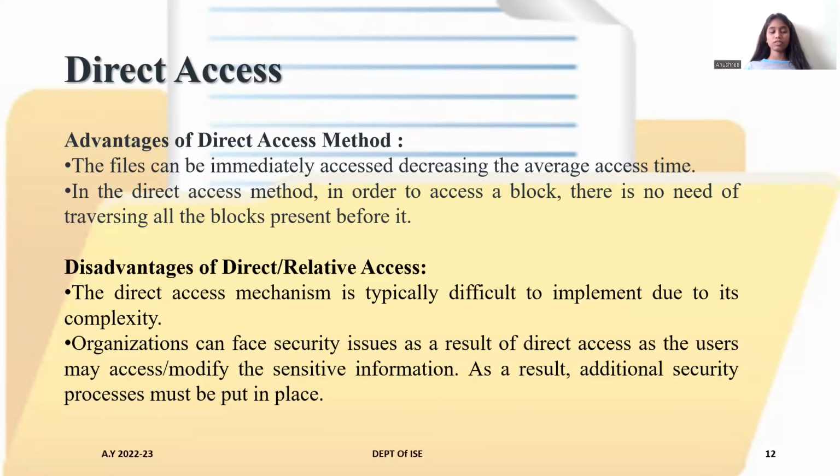Advantages of the direct access method. The file can be immediately accessed, decreasing the average access time. In the direct access method, in order to access a block, there is no need of traversing all the blocks present before it. Disadvantages of the direct access method: it is typically difficult to implement due to its complexity. Organizations can face security issues as a result of direct access, as users may access and modify sensitive information. As a result, additional security processes must be put in place.